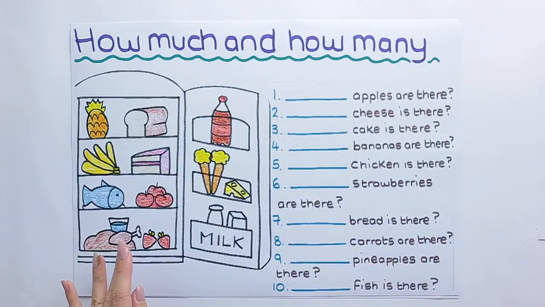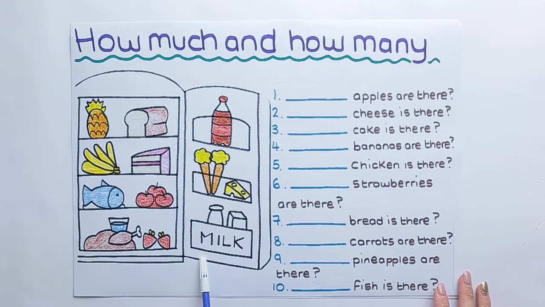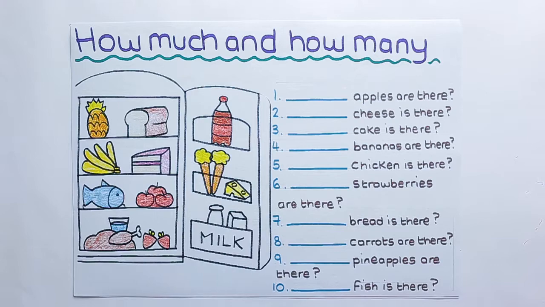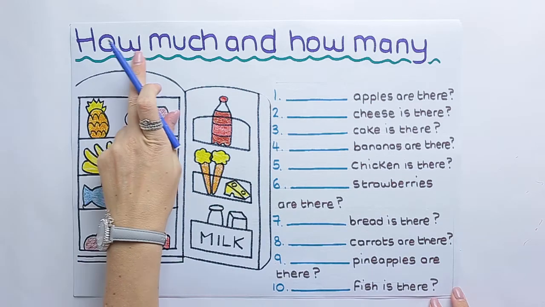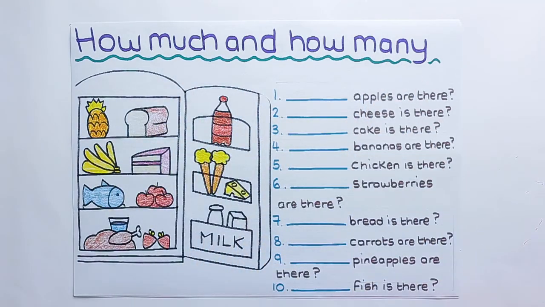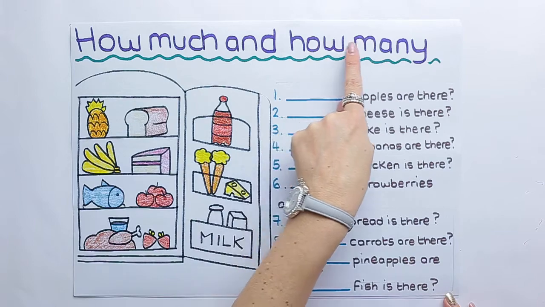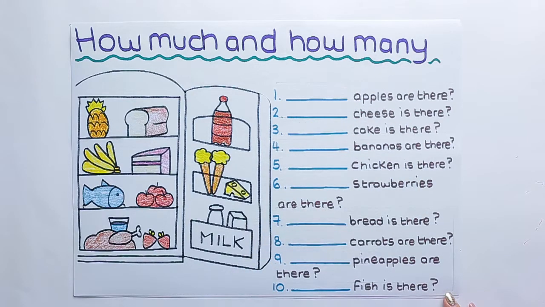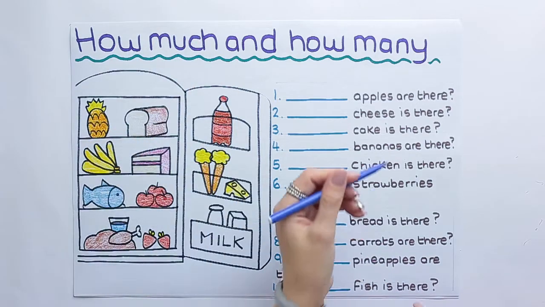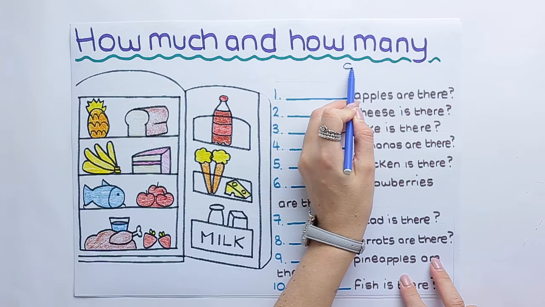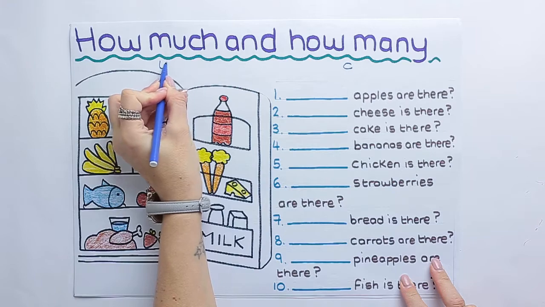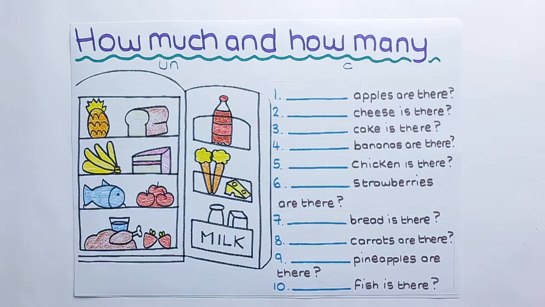Now, let's practice. Look inside this fridge. I want you to tell me how much and how many. Can you remember when you can count something, you say how many? When you cannot count something, you say how much. This is countable and this is uncountable.